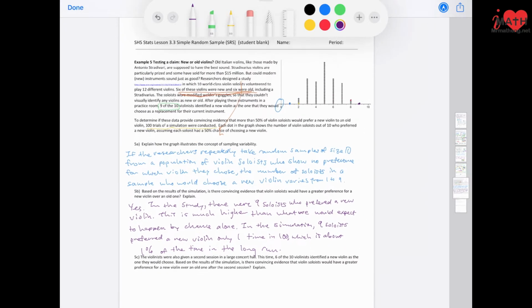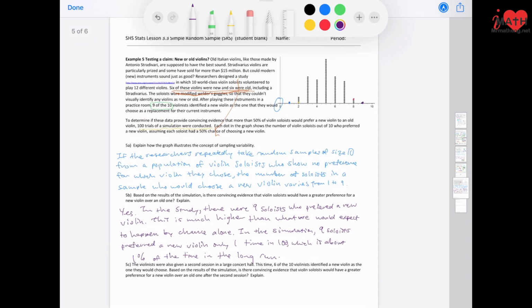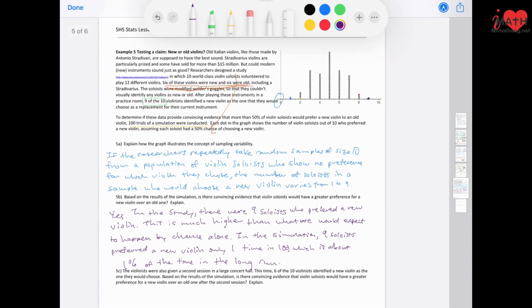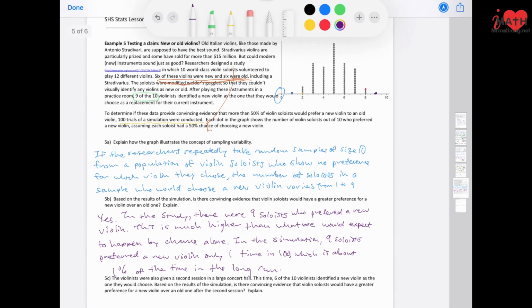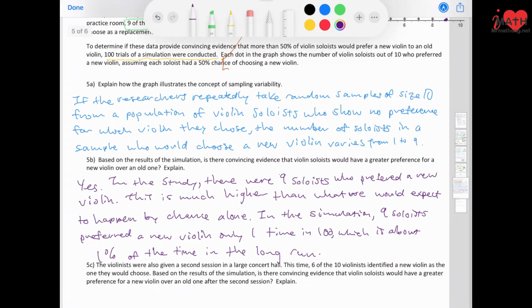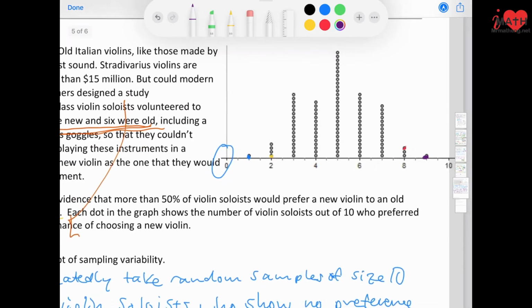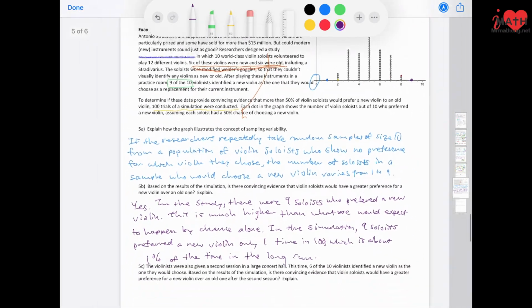So even though it's an expensive violin and people are blindfolded, 9 out of 10 violinists wanted the new violin. And if we run the simulation 100 more times, this only happened once.